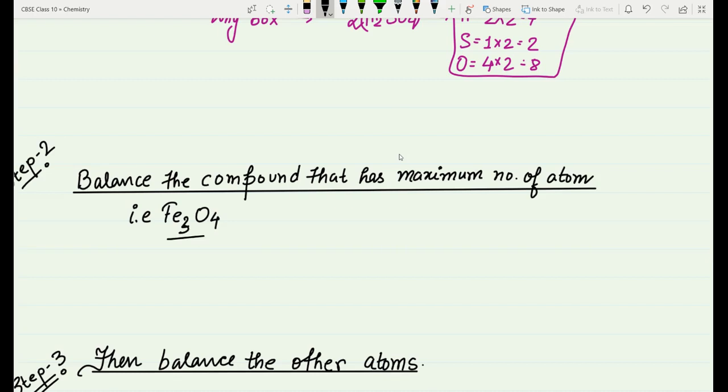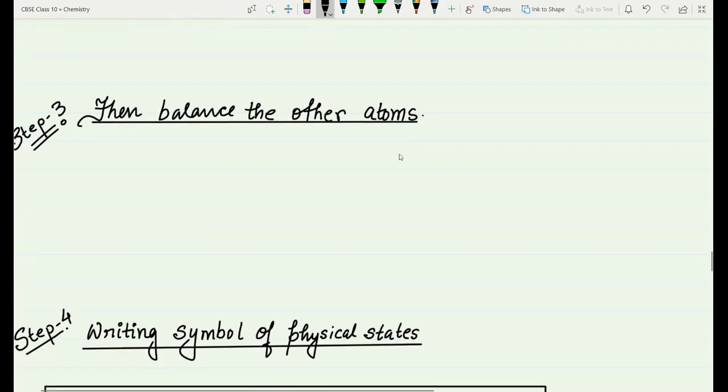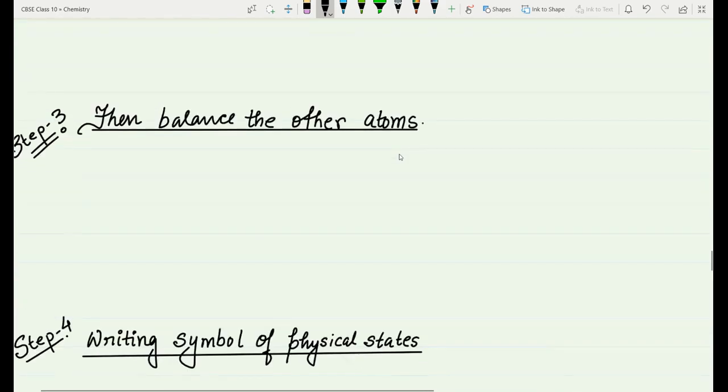We have Fe3O4, इसीलिए हमने पहले Fe3O4 को बैलेंस किया, उसके बाद नेक्स्ट बैलेंसिंग में गए. बिकॉज अगर जो मैक्सिमम एलिमेंट बैलेंस हो गया तो दूसरा वाला बैलेंस करना उतना टफ होता नहीं है. And then after we balance this, we will just move and balance the other.